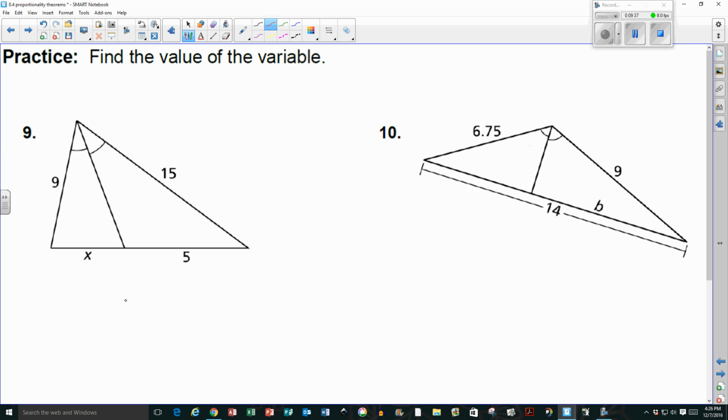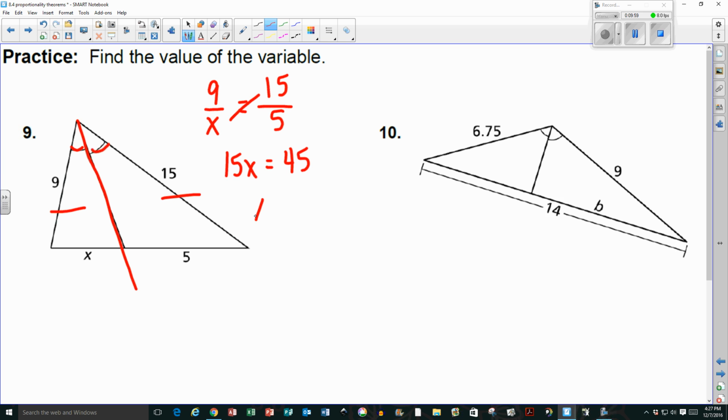So let's look at this. I see that I have an angle bisector because this is splitting it in half. So if I were to put two little lines right here, it's already set up for me. 9 over x equals 15 over 5. Cross multiply, 15x equals 45. So x is 3. So that means this piece is 3.